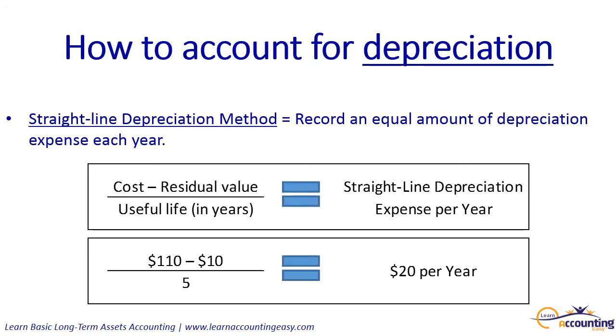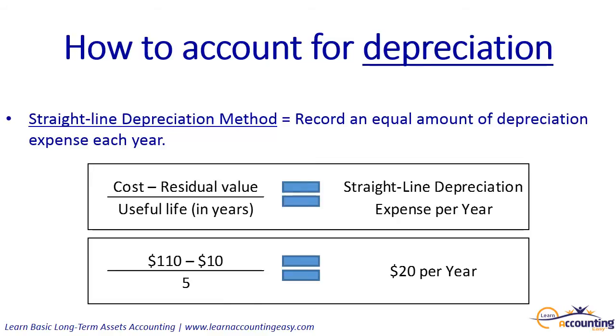Start at the top left with cost. We deduct that residual value. And if you remember from the previous slide, the cost minus the residual value is known as our depreciable cost. We divide the depreciable cost by the useful life in years, and that gives us our straight line depreciation expense per year. And then at the bottom box here, we've just plugged in our numbers.